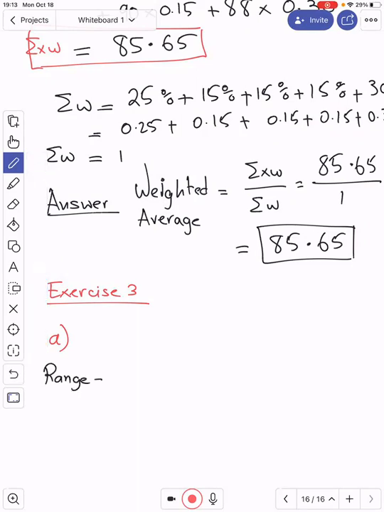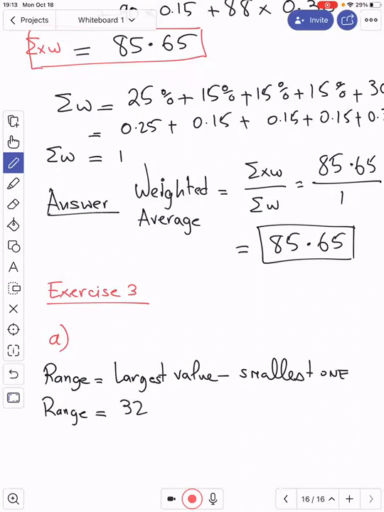For the range, guys, it's kind of simple. It will be the largest data value minus the smallest one. In our example, the largest value, we said, is actually 32. That's the largest value. And the smallest value is 3. So the range is 29.